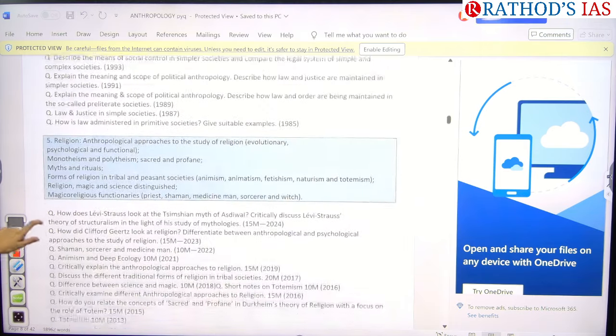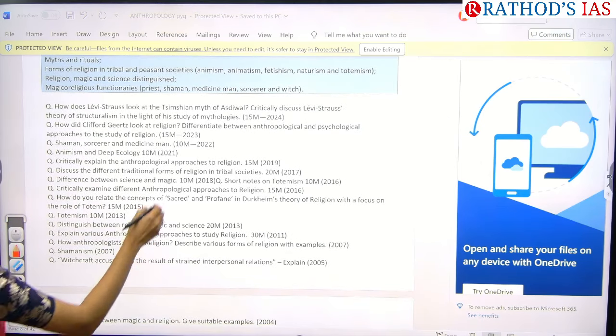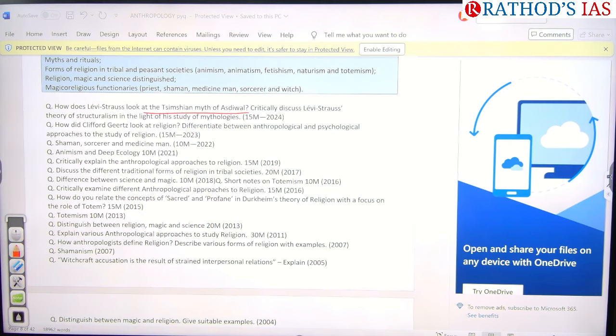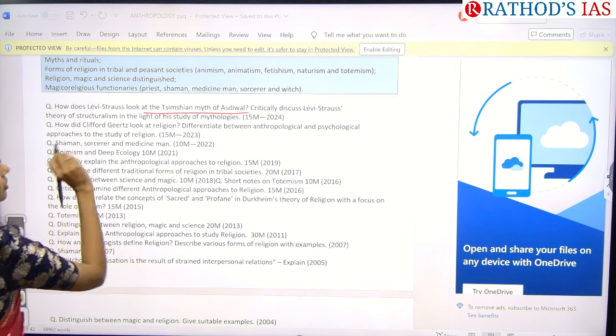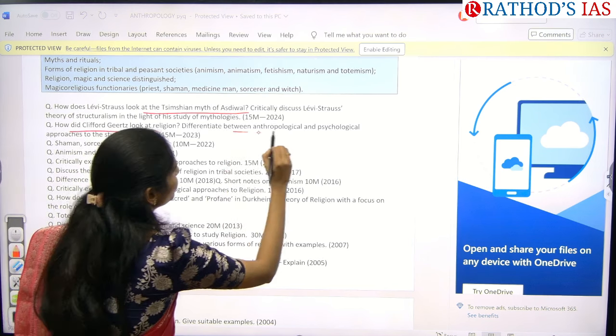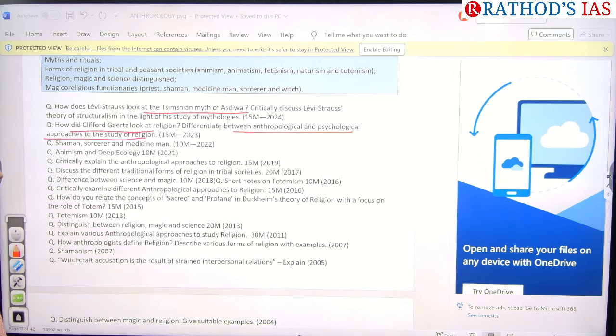Okay, next one is religion. It is about the talisman myth of Asdrubal. Actually, it is related to your witch. Okay, and next one, it is about what Clifford Geertz said about religion, and it is about anthropological and psychological approaches. Actually, you will be studying about Clifford Geertz in your theories chapter, in your 6th chapter.